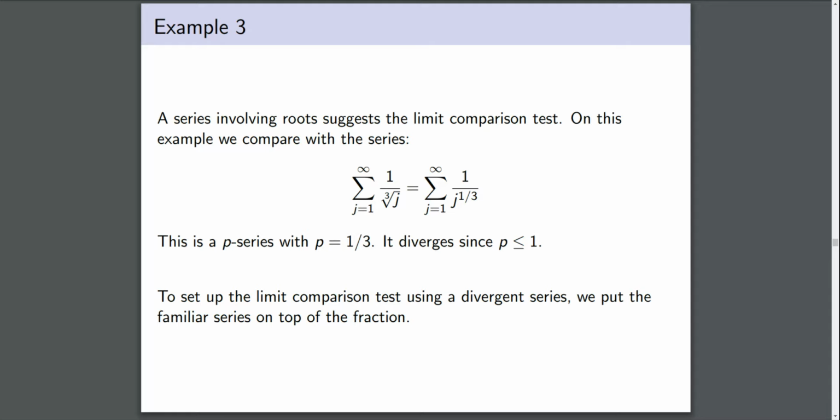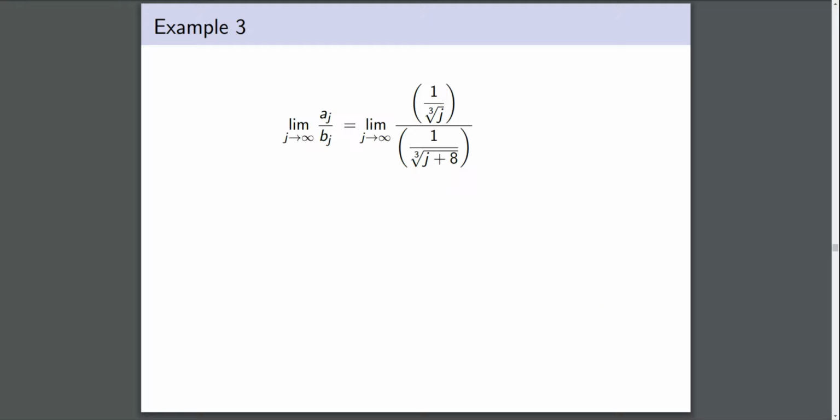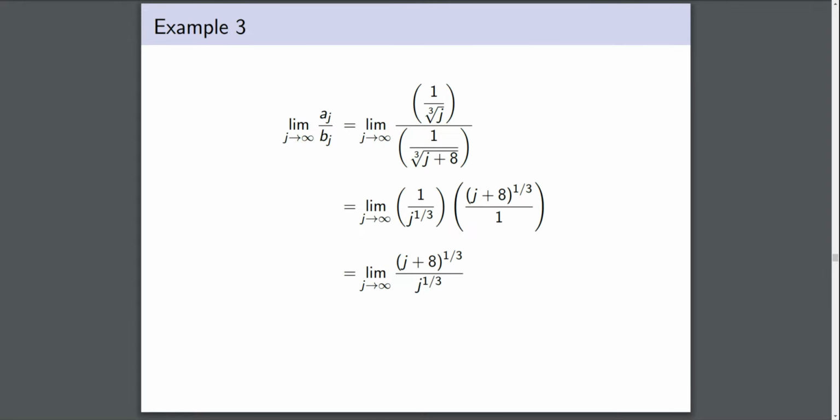Remember that we're trying to set up the limit comparison test. When we do this with a divergent series, it goes on top of the fraction. That gives me the following setup. I plugged in the values of the two series, the familiar one on top, the example that we're looking at on the bottom. Now I apply my algebra of fractions and simplify the result. On the next step, we're going to use a property of exponentials. So when we have multiplication or division of two things that have the same exponent, we can simplify them as shown.